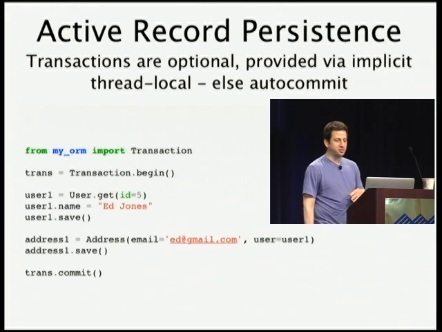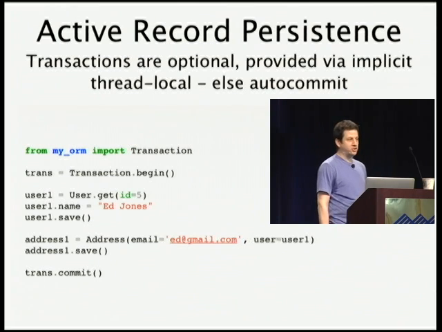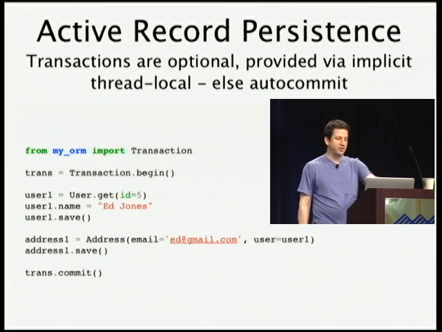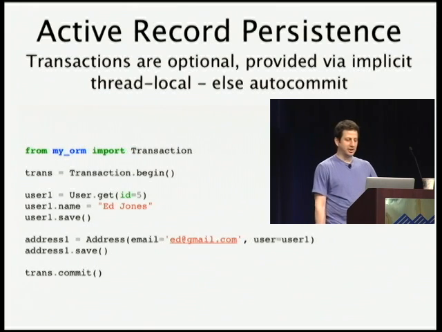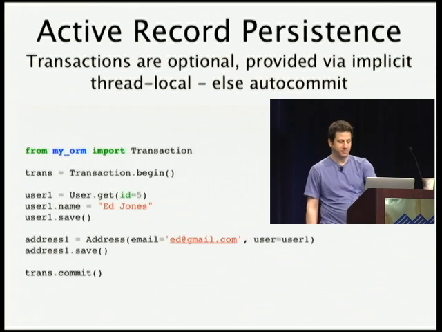The active record persistence system doesn't assume a transaction is present, so the .save methods don't really have an explicit link to the transaction. There's just kind of this context that happens in the background.